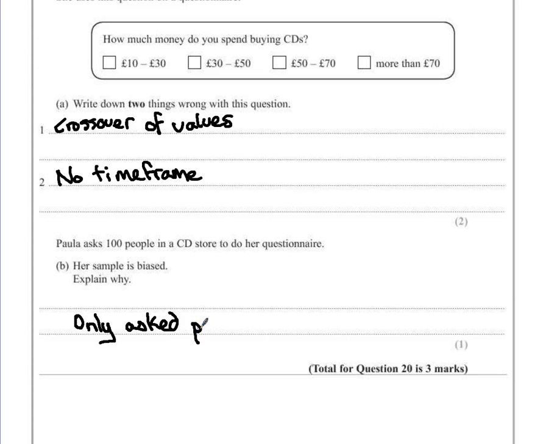Only asks people in one location. If she hadn't asked 100 people, maybe it could have been that she hadn't asked enough people. But in this case, 100 people is pretty good. You could also have listed that, though, that 100's not enough. She should have asked more.